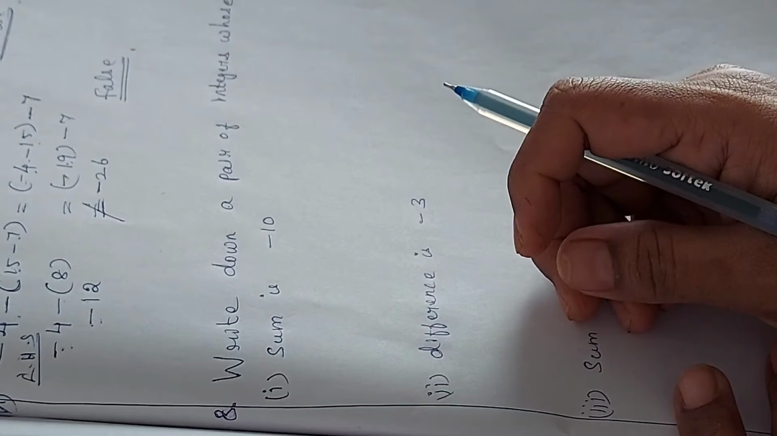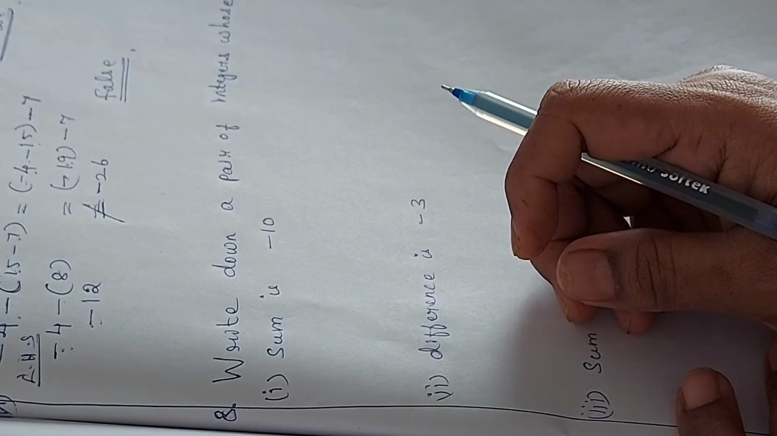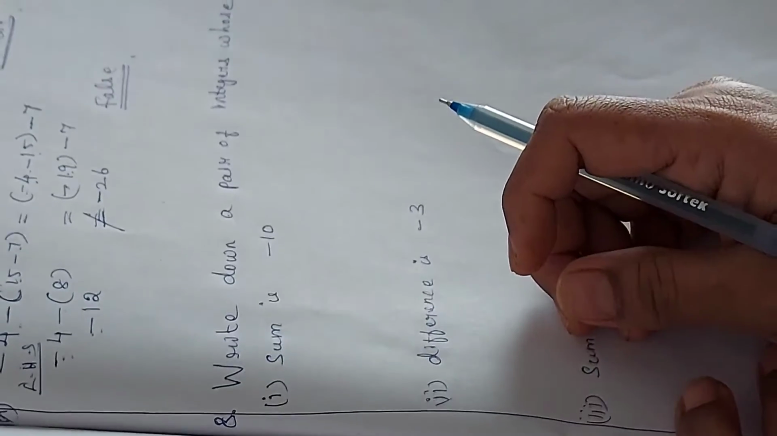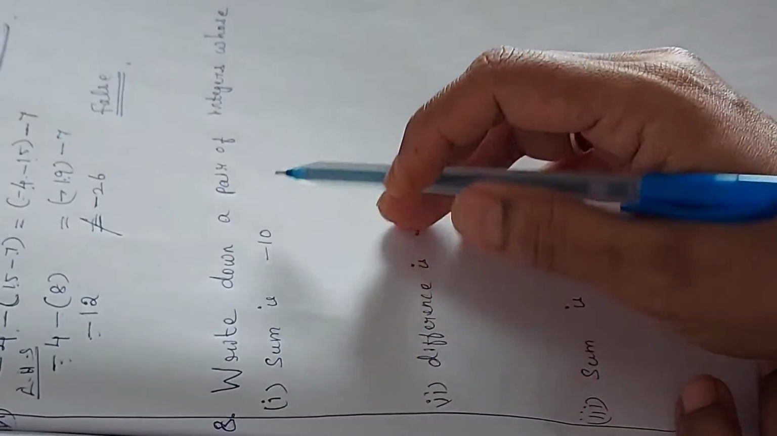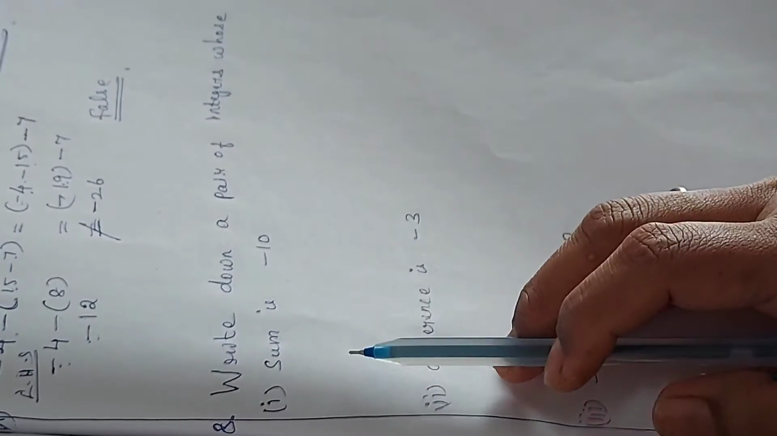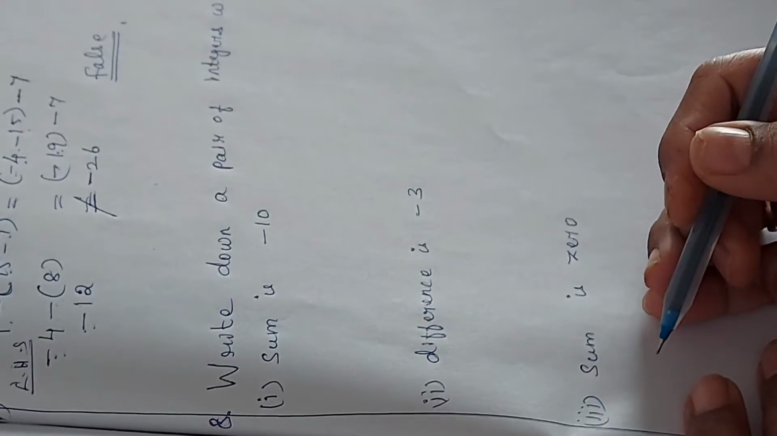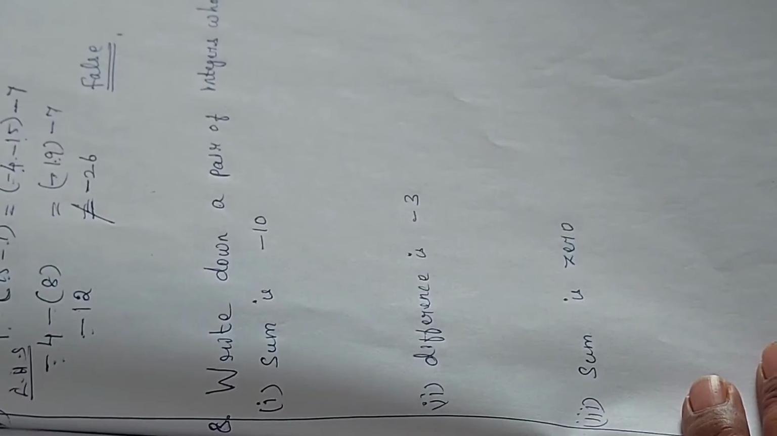In today's session, we are going to see, in the chapter Integers, Exercise 1.1, question number 8. Write down a pair of integers whose sum is minus 10. They have given 4 subdivisions. We will do it one by one.